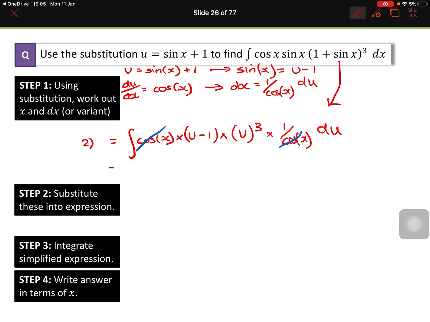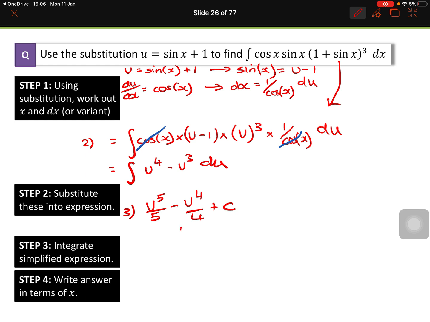What I'm going to do is just collect that all together and simplify it. So I end up with, the 1 obviously doesn't do anything, u to the power of 4 minus u cubed du. Now suddenly that becomes much, much easier to integrate. Okay, so we're on to step 3 now. So we integrate our function. So we will end up with u to the 5 over 5 minus u to the 4 over 4 plus c, because we're not doing definite integration.